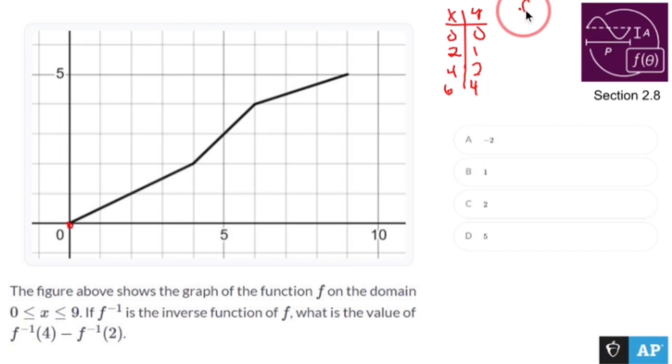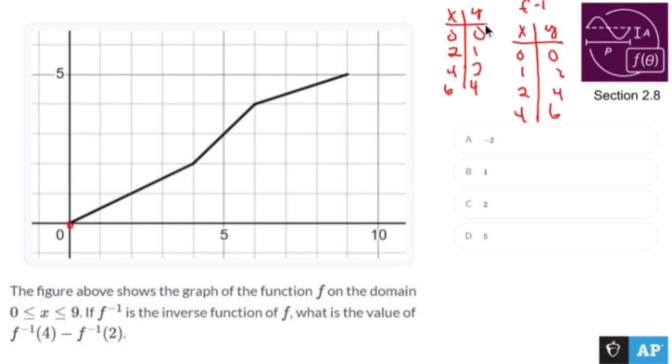The inverse would be if I were to completely flip these around. All right, so 0 is still 0, but 1 is now 2, and 2 is now 4, and 4 is now 6. Now, why did I use those exact numbers? Why did I see to it that I had 2 and 4 over here? Because now I have 2 and 4 on the left.